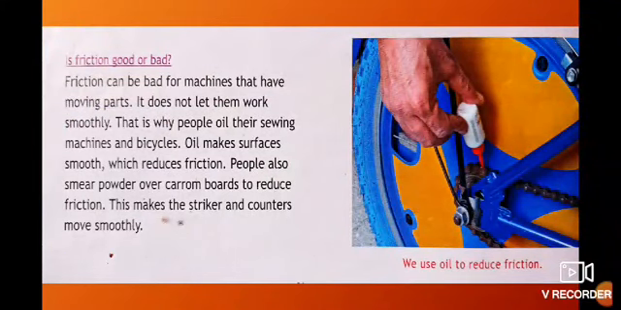Friction can be bad for machines that have moving parts. It does not let them work smoothly. That is why people oil their sewing machines and bicycles. Here we use oil to reduce friction. Oil makes surfaces smooth, which reduces friction.